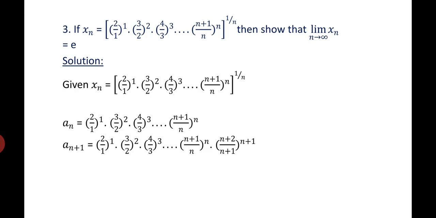So let's take the given problem as x_n, which is already given. Out of this, a_n is equal to the term which is there in the bracket. So it is 2 by 1 whole power 1 into 3 by 2 whole square into 4 by 3 whole cube and so on, n plus 1 by n whole power n. Now let me find out the a_(n+1) term, that is, till the nth term it is going to be the same, and then we are going to add the n plus 1 term. So it becomes n plus 2 divided by n plus 1 whole power n plus 1.